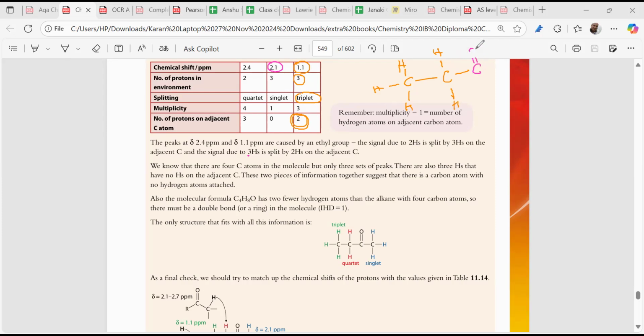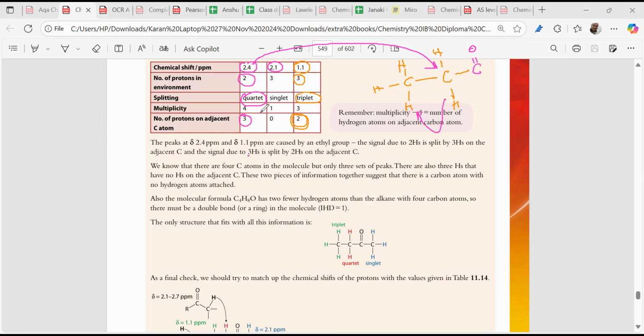So C double bond. Now, next we are getting 2.4, and the number of hydrogen environments is 2. This is this, right? 2.4, and it will be what? It will be a quartet, right? So the adjacent will be 3, right? Adjacent is 3.